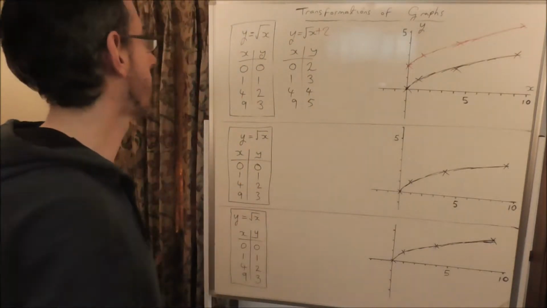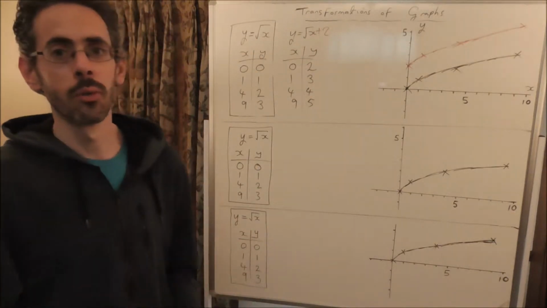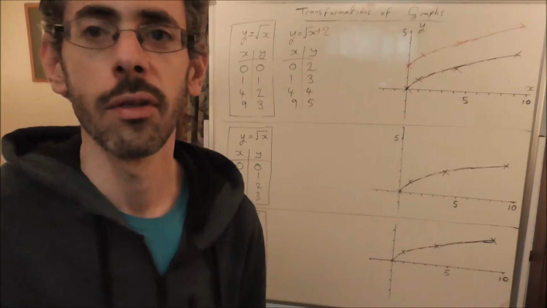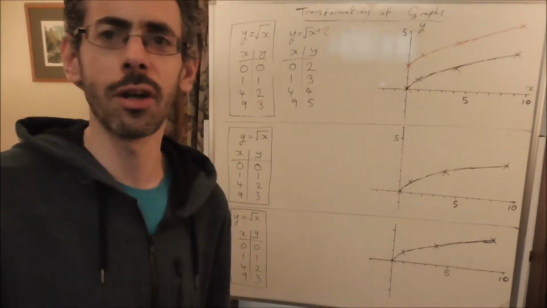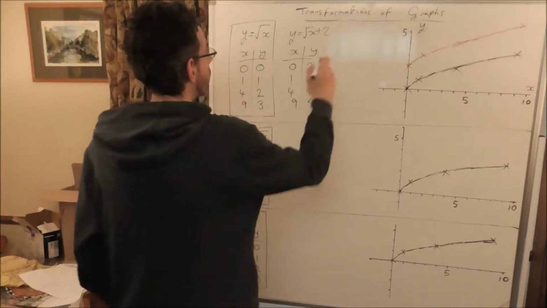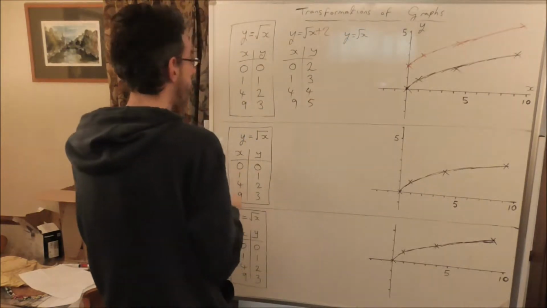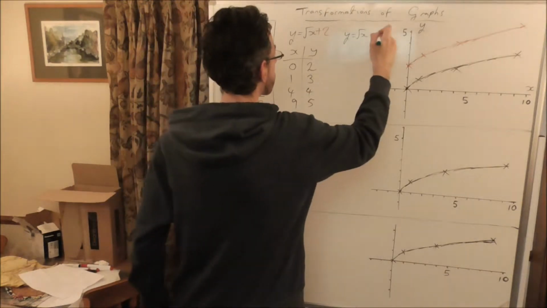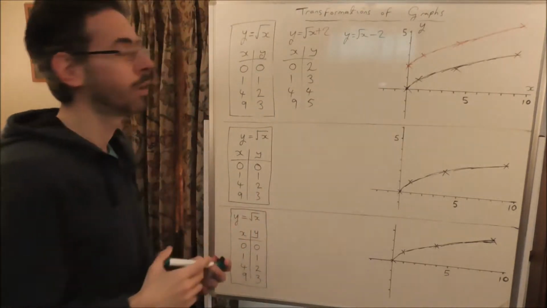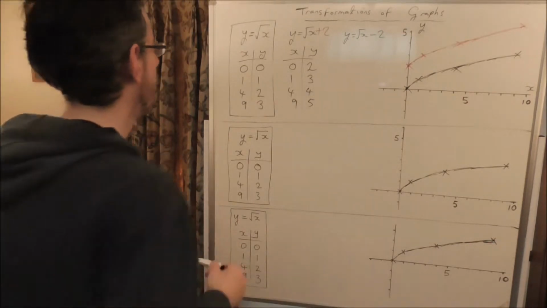Now what would I have to do to the original expression for the graph to move down 2? What do you think I'd have to do there? That's right. I'd have to stick a minus 2 on the end. So if I draw a graph of y equals the square root of x, take away 2, surely that's going to make the original graph move down 2.